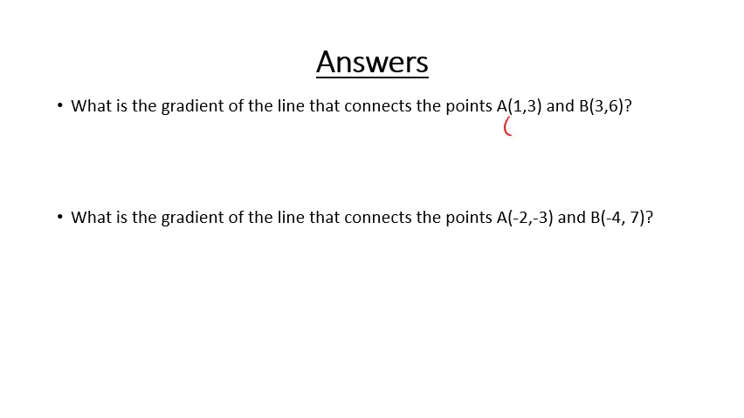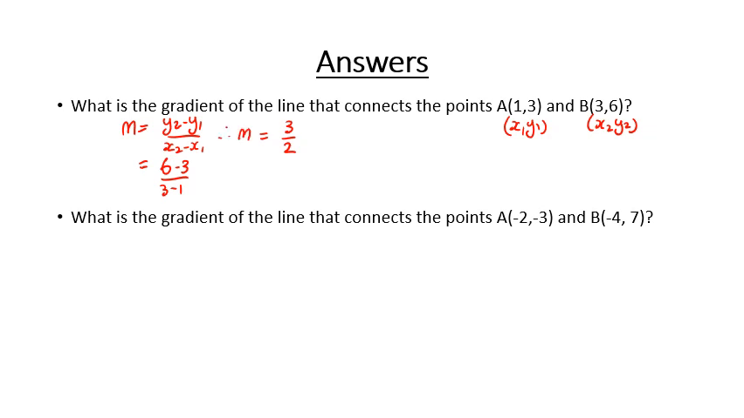Remember that our first point is always our x1, y1, and our second point is always x2, y2, and that the slope is y2 take y1 over x2 take x1. In this particular case, it's going to be 6 take 3 over 3 take 1, which is then going to be 3 over 2 as our slope.